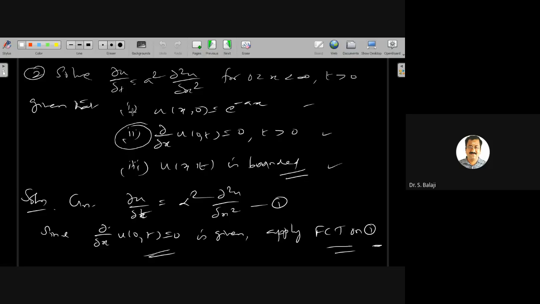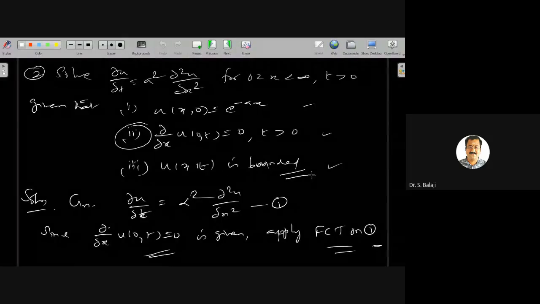Second one, dou by dou x of u of 0 comma t is equal to 0, t greater than 0. Third one, u of x comma t is bounded.